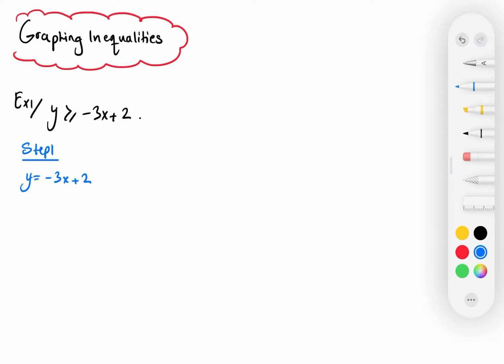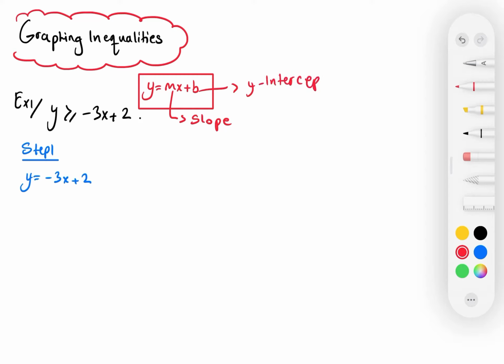All right. Now, I know from linear functions, and a linear function is any function in the form of y is equal to mx plus b, where m is the slope and b is the y-intercept. So using this piece of information, I can graph the inequality that I've been given.